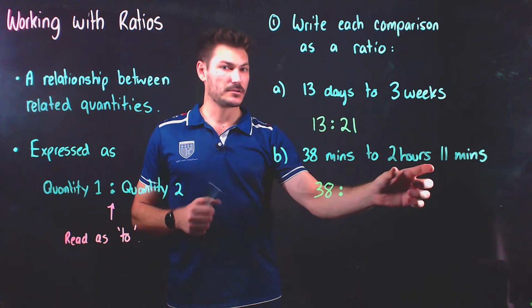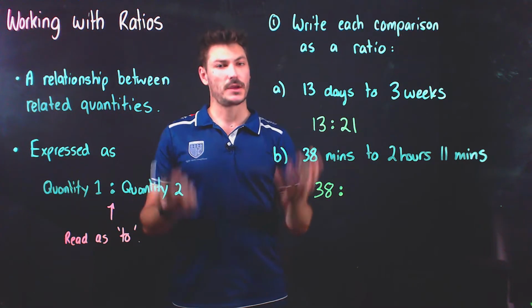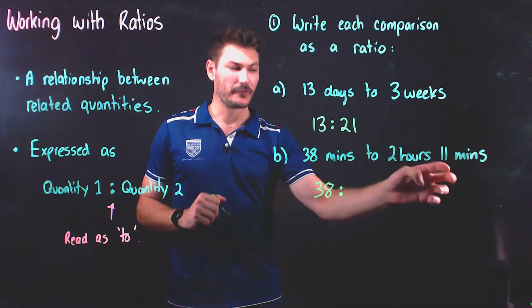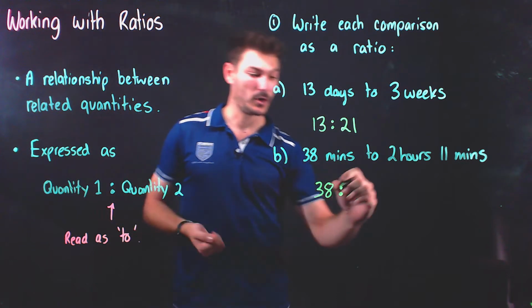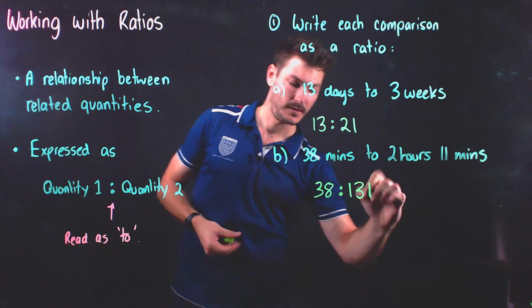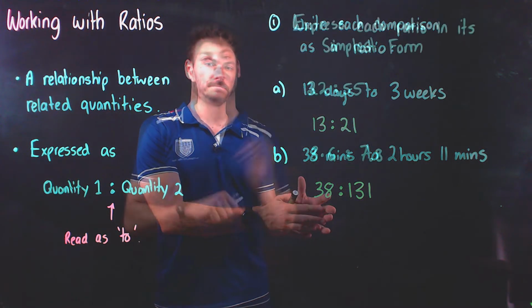So dealing with the hours, 2 hours, well, each hour is 60 minutes, so 2 of them must be 120 minutes, but I've also got this 11, so I'm going to add it on. So 120 plus 11 is 131. And so my ratio ends up being 38 to 131.